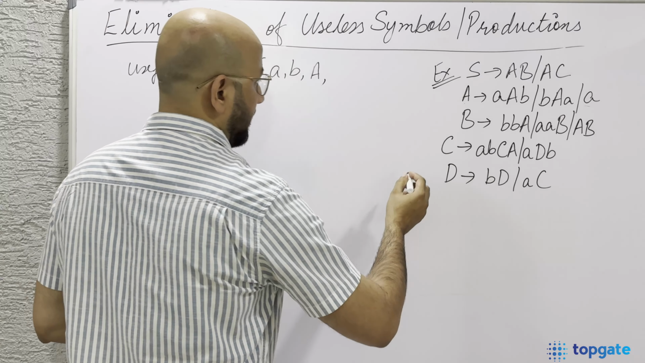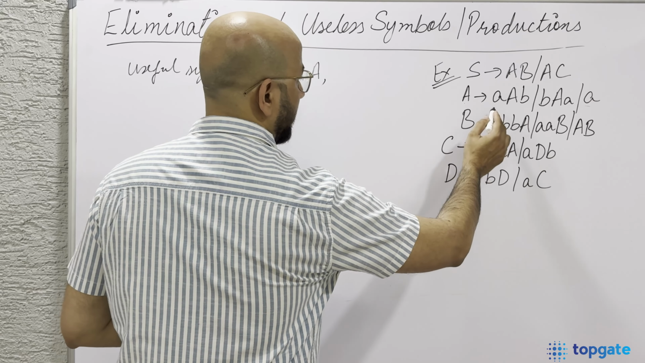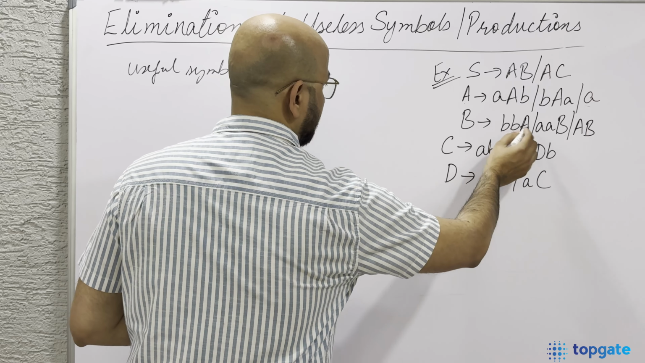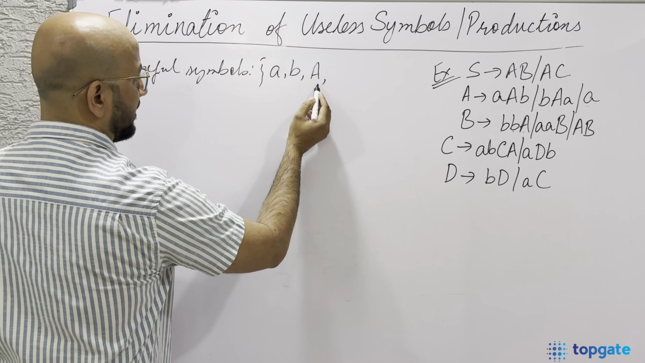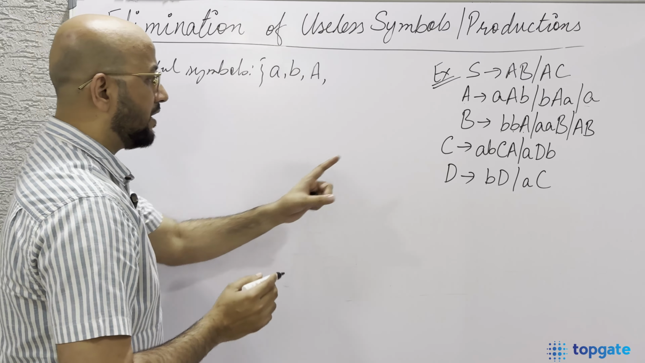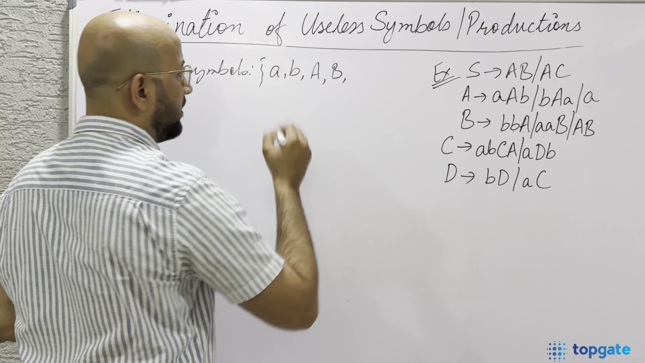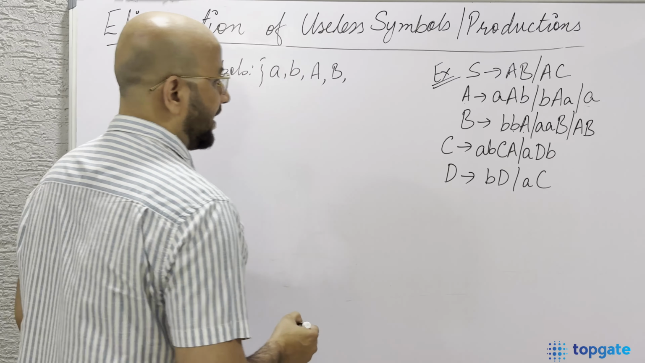Clear? Okay. Now again we have this one. If you can see B, so that means we have b, B, a. So b, B, a is actually falling in this category. So b, B and a all are falling in the category of the useful symbols. Therefore, B will also become my useful symbol. Okay. Now let's move on to C.